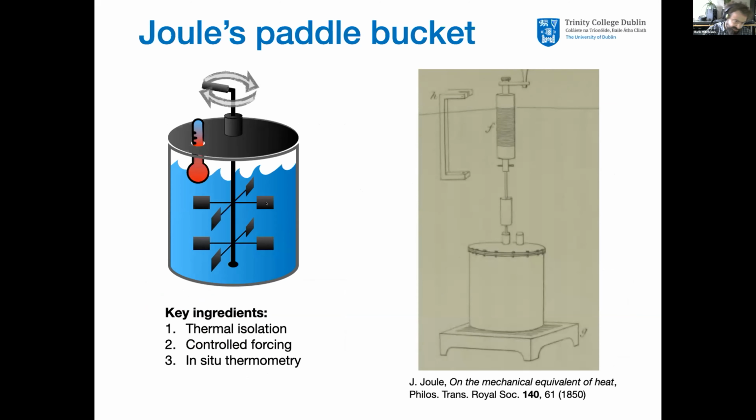The key ingredients of this experiment are: he had some water, some other fluid, in an isolated container, so a really good thermal isolation; some controlled forcing, which here corresponds to rotating some paddles and doing some work; and then the final ingredient is this in situ thermometry to read out the temperature change. This is a diagram taken from Joule's original paper, and you can see the thermometer goes here.